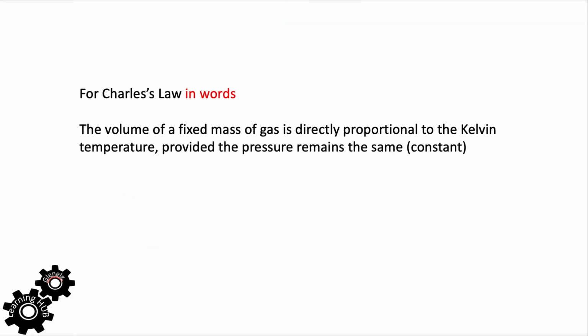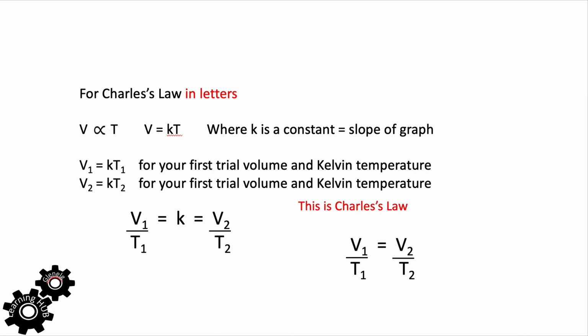So if we look at Charles' law in words, the volume of a fixed mass of gas is directly proportional to the Kelvin temperature, provided the pressure remains the same. And we said it's a fixed mass of gas, so n in moles is the same as well. So that's in words. If we look at it mathematically, you've got a straight line that goes through the Kelvin temperature scale origin. So volume is directly proportional to T, or V equals kT, where k is a constant and is the slope of a graph, a straight line, going to be the same all the way along.